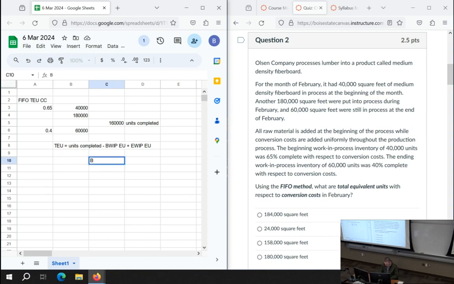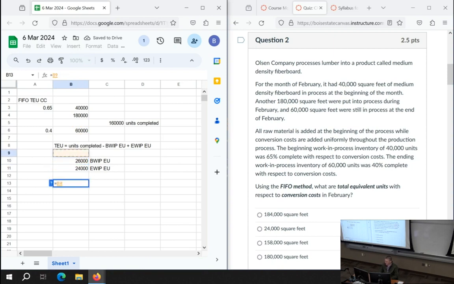Now let's figure out beginning WIP equivalent units. That is our beginning WIP times its percent complete, which for conversion costs is 65% complete. And our ending WIP equivalent units is our ending WIP physical units times their percent complete, and for conversion costs, that's 40% complete. So these are our two equivalent units for beginning WIP and ending WIP.